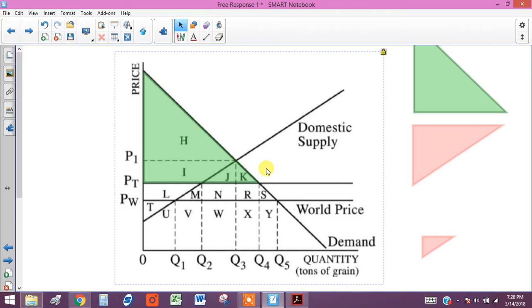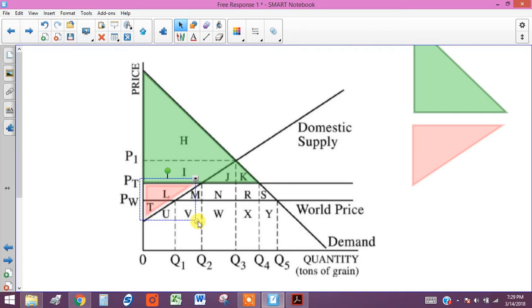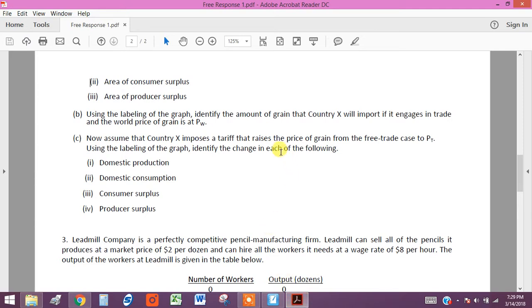Now, when we look at the producer surplus, after trade we were just here, only T, right? Because the price is here and the supply curve is here, so very small producer surplus with free trade. However, when we jump up to the tariff price, we expand producer surplus to include both T and L.